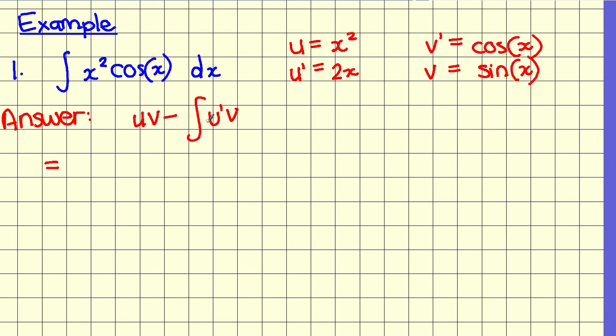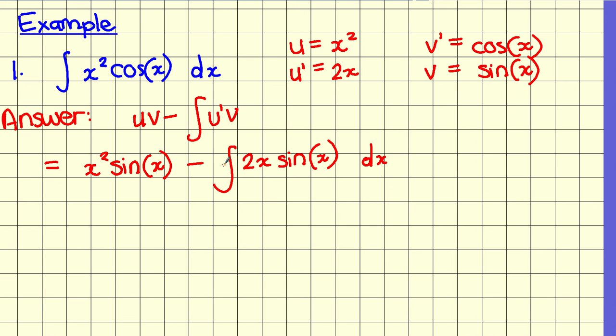So let's set up our integration by parts. I've got uv, so it's x squared times sine x. Just write it as x squared sine x, take away the integral of u dash v. So u dash is 2x, v is going to be sine x dx. Here we go, okay? So now what would normally happen is you would keep this first bit the same and then you would just integrate this part and then that's you finished, okay?